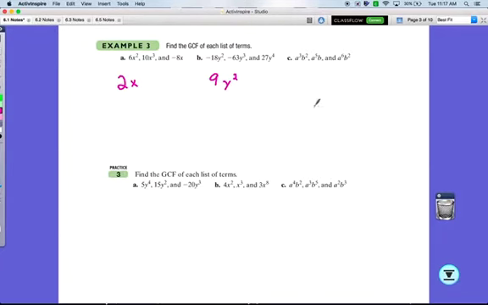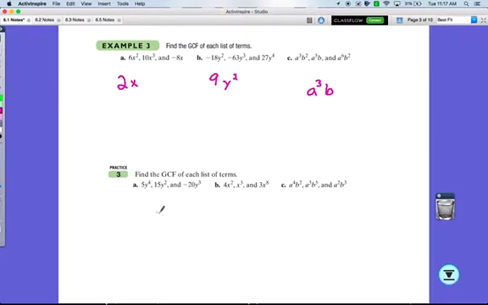All right, for C, I look at each variable separately. A, I got 3, 5, and 6. So the smallest one is 3. And for B, I got 2, 1, and 2. So the smallest one is 1. So A to the third times B. All right, try your practice. Go ahead and pause it.